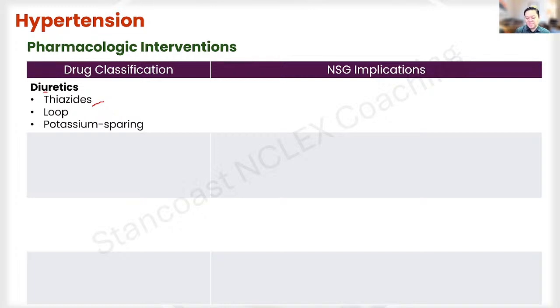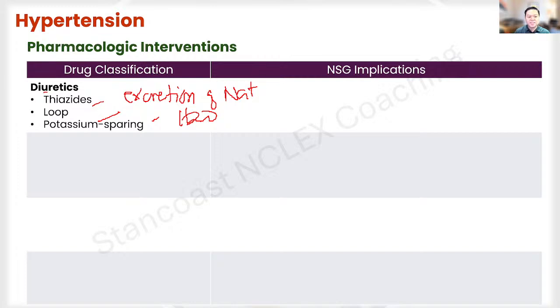But the reason that we are including this discussion is because with the thiazides, this is going to help in excretion of what? The sodium, right? Excretion of sodium and water. The same thing with the loop diuretic, okay? So this will be helpful in managing the high blood pressure by excreting excess water and excess sodium. However, guys, please take note that these thiazides, the loop, and potassium-sparing diuretics also have their own side effects.